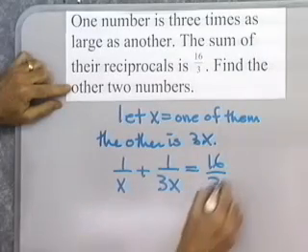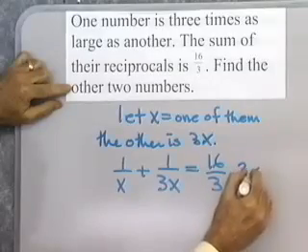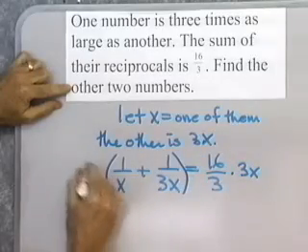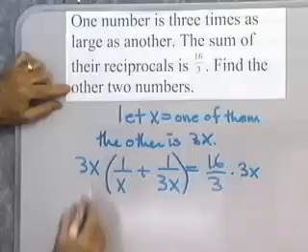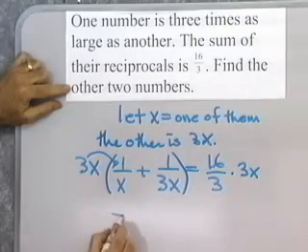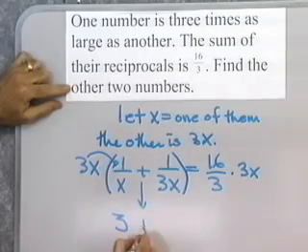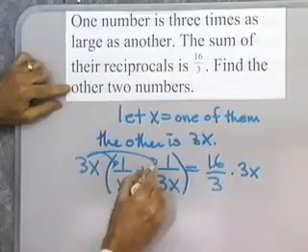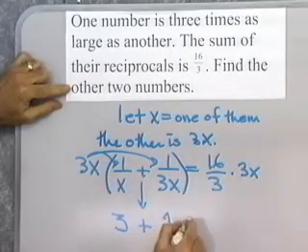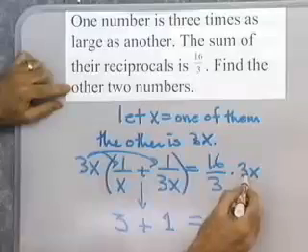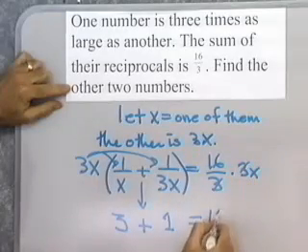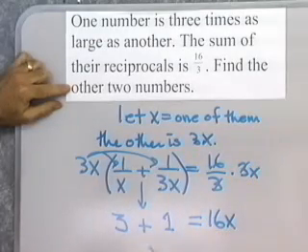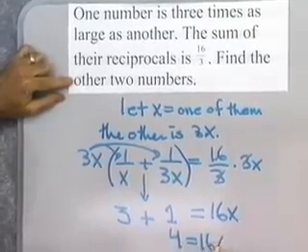Now, to solve this equation, I look for my least common denominator for all three denominators. I see that it's 3x, so I multiply this side by 3x, and I multiply this side by 3x. 3x times 1 over x is 3. There's my plus sign. 3x times 1 over 3x is 1. And then 16 over 3 times 3x, the 3's divide out, and I get 16x. So I end up with 3 plus 1, which is 4, is equal to 16x.